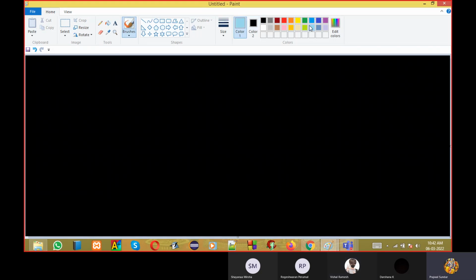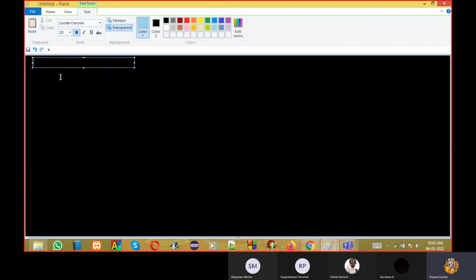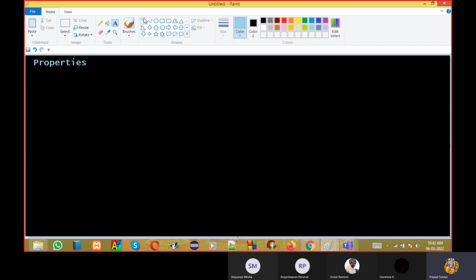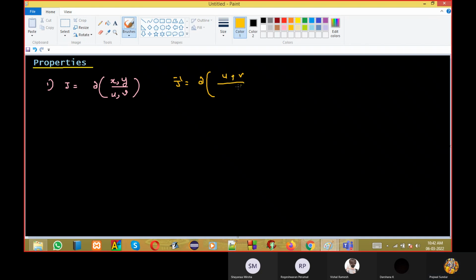Properties I need to show of the Jacobian operator. First property is the inverse property. Listen carefully. Suppose I'm saying J is this. What is J inverse? J inverse means I'm reversing, I'm just taking the reciprocal. Then I can say J into J inverse equals 1.